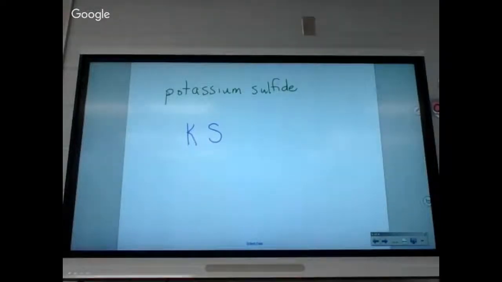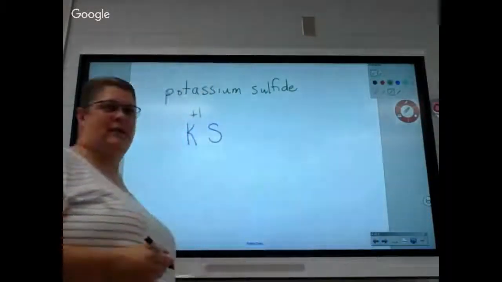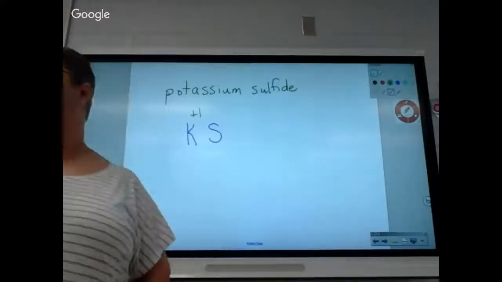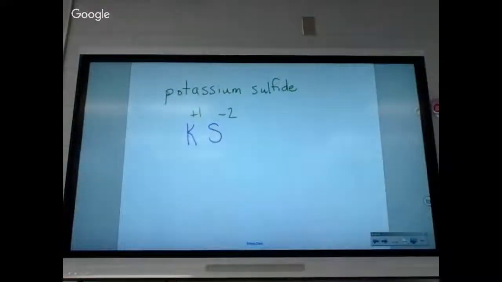All right. K, or potassium, has what oxidation number? 1. All right, so +1. And sulfide has what oxidation number? -2. Does everybody agree with what they came up with? Find those elements and see if you're okay with what they yelled out. Sulfide is sulfur. The -ide is the suffix that ends it, and we're going to talk about where those endings come from in just a second.